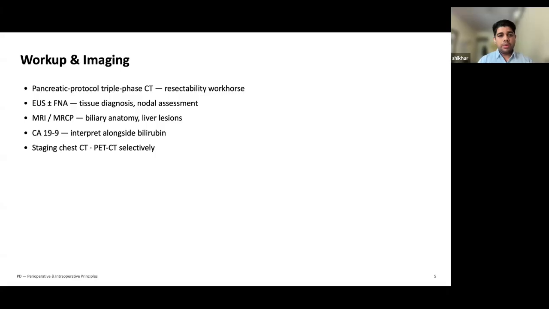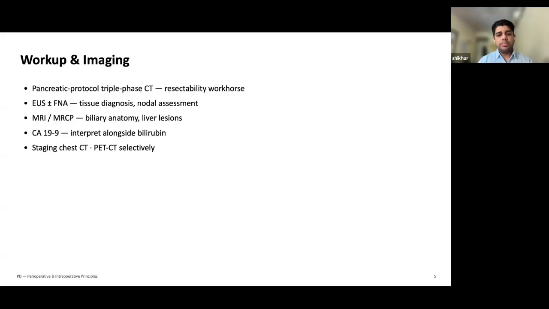So once we have assessed the patient, the workup requires the pancreatic protocol triple phase CT. That is how we decide on the resectability of the underlying pathology. This mainly tells whether the patient is resectable, borderline resectable, or a locally advanced tumor.